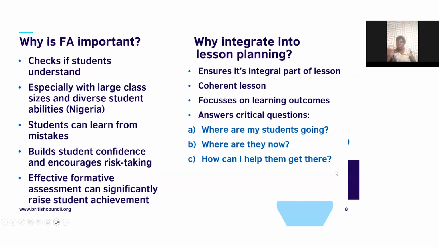Now, students can also learn from their mistakes if we assess the learning while the class is on. It also builds their confidence. It helps them to take risks. A lot of students are afraid of participating in class. They don't want to make any comments because they're afraid of making mistakes. They're afraid that others would laugh at them.